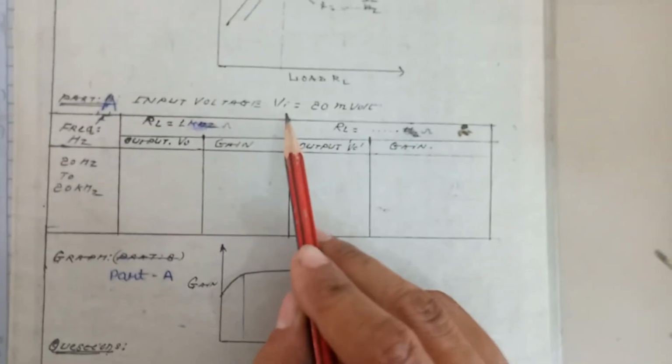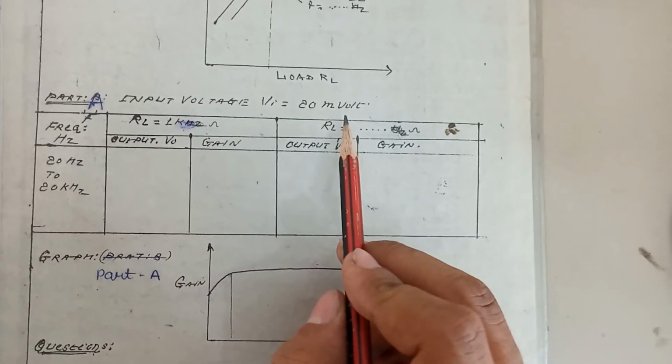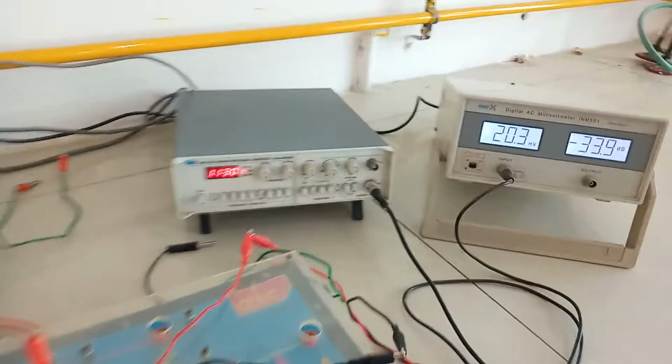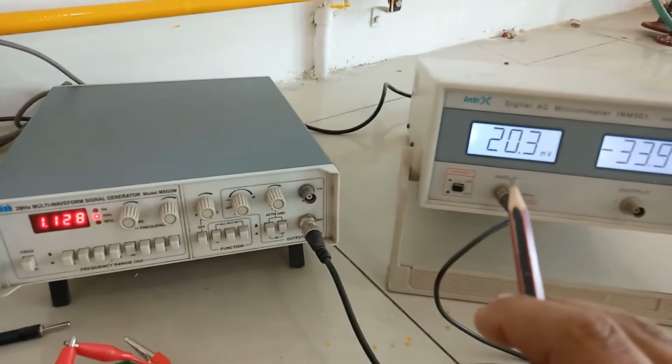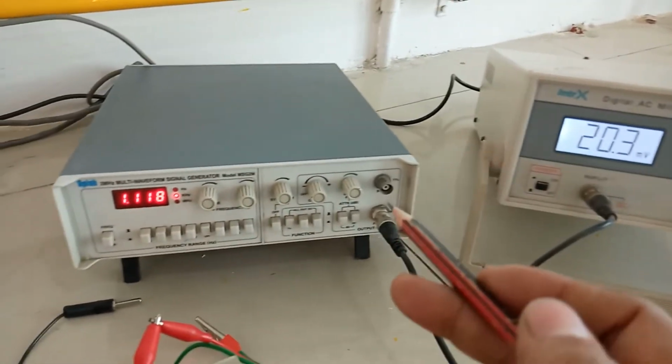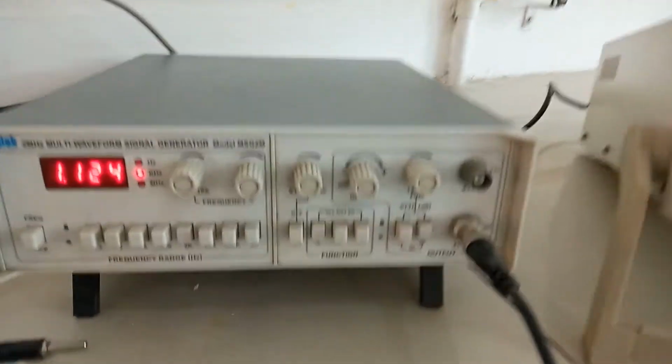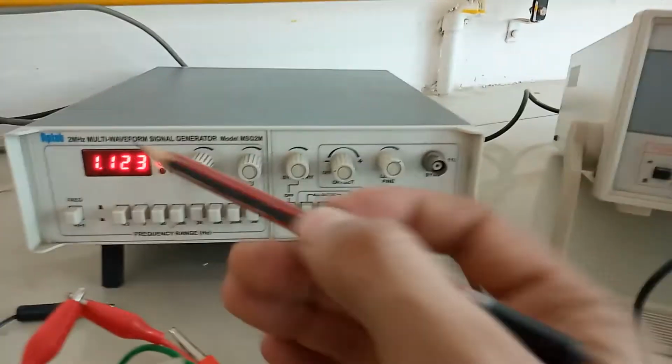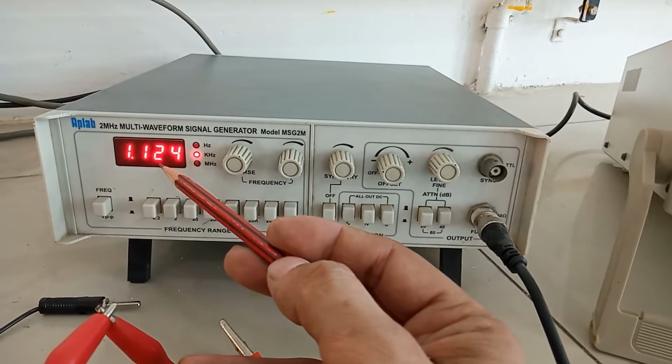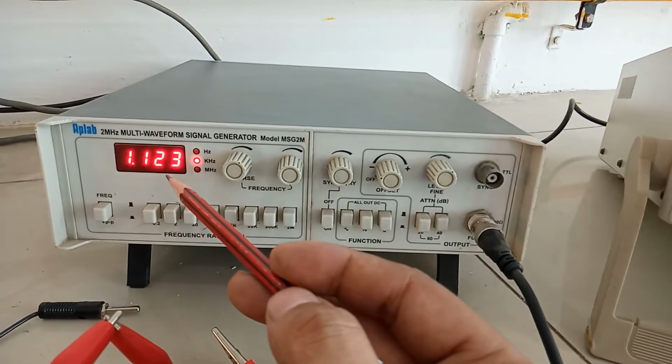As shown in the synopsis, this is your synopsis part, let me show you the synopsis. You have to set 20 millivolt as the input, and we have set 20 millivolt over here. Remember, while setting this 20 millivolt, you have to set a frequency of 1 kilohertz.